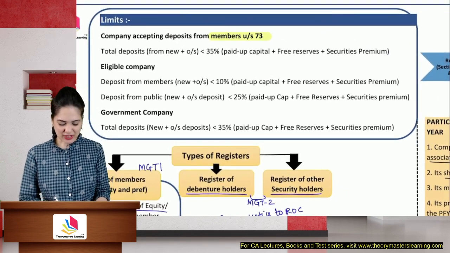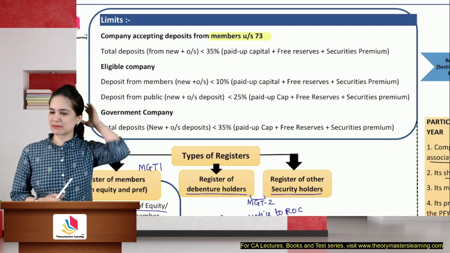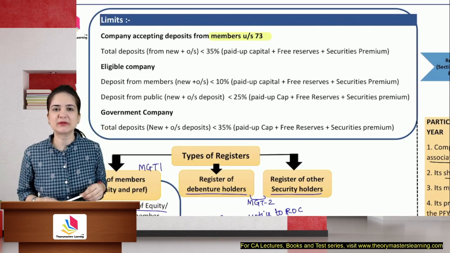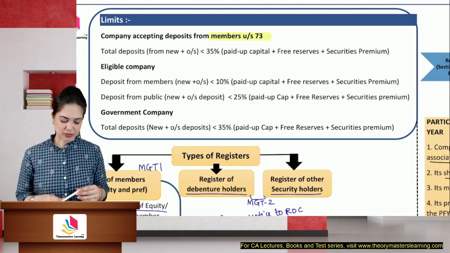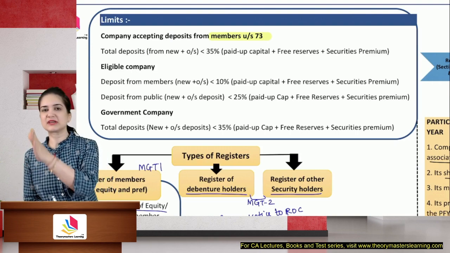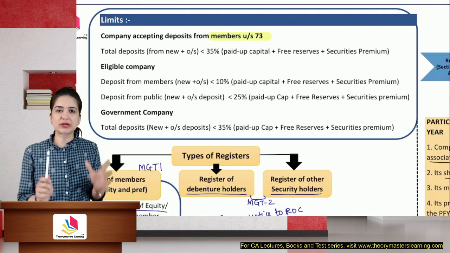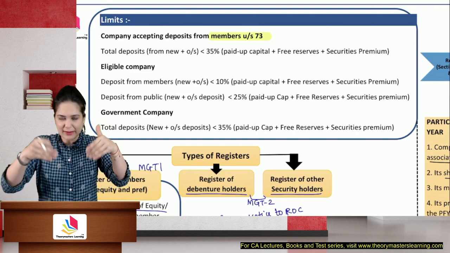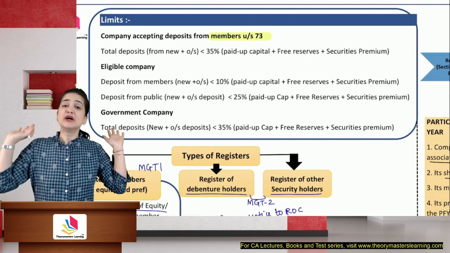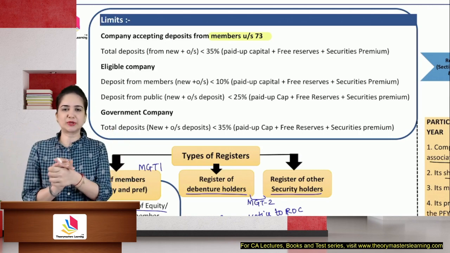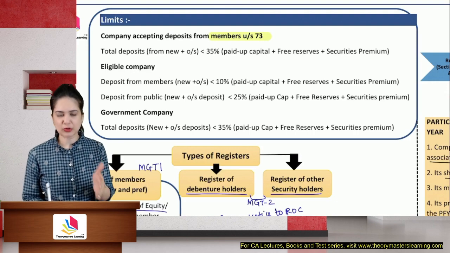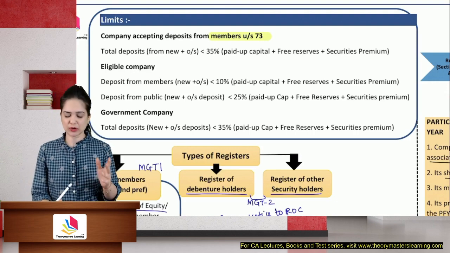It's not working. Okay. In case the amount of deposits you're accepting from the members, then the total amount should be less than 35%, okay, of the paid up capital, free reserves and securities premium. When I say the word total, it means the deposits that you are accepting now, as well as the deposits that you have accepted earlier and you have not repaid them. So new plus outstanding, they should be less than 35% of the total paid up capital, reserves and securities premium.